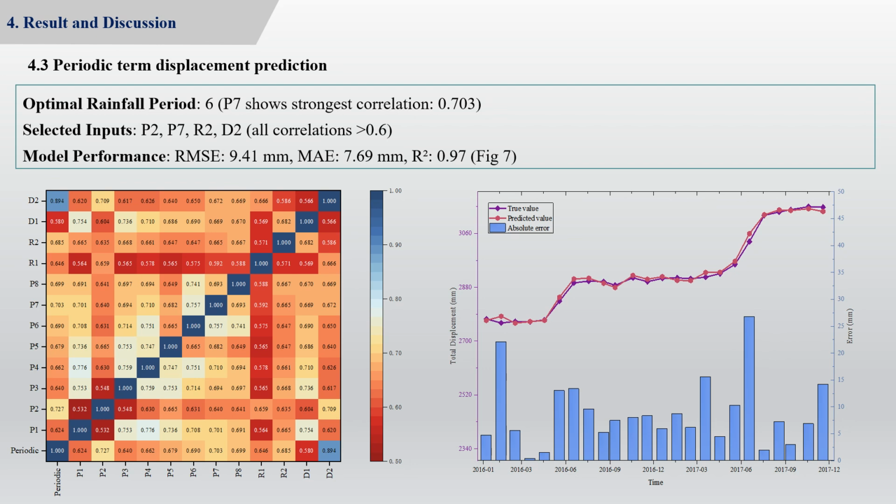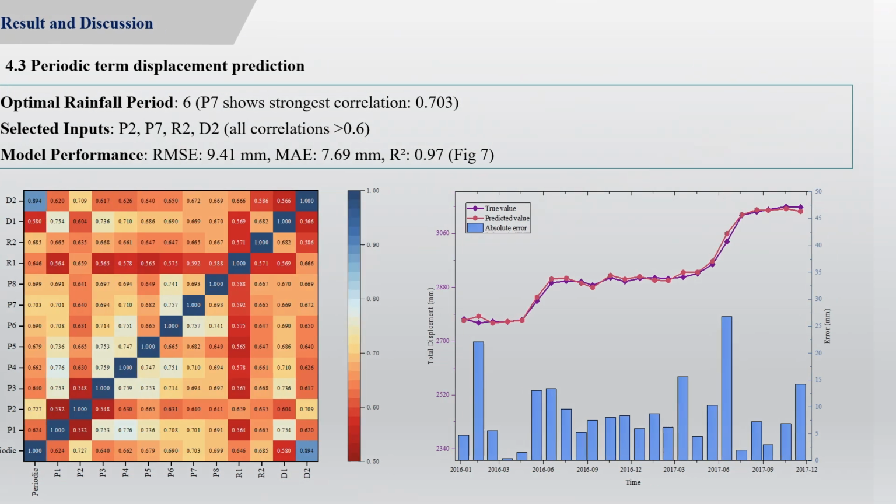Therefore, we select four highly correlated variables, P2, P7, R2, and D2, across the three categories, and build a multivariate BiLSTM model for periodic component prediction. The results are RMSE = 9.41 mm, MAE = 7.69 mm, R² = 0.97. This confirms a good fit between prediction and actual data.